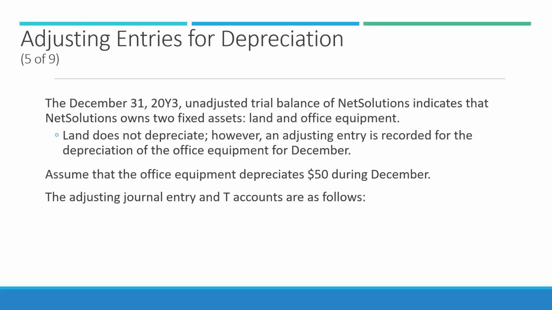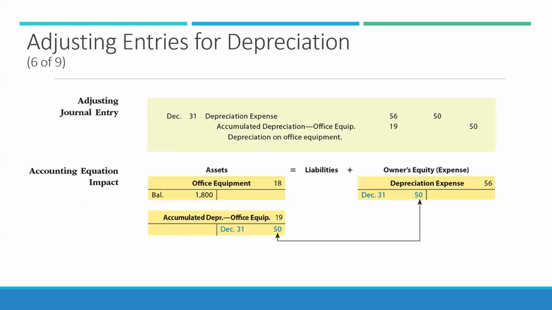The December 31st, 2023 unadjusted trial balance of Net Solutions indicates that Net Solutions owns 2 fixed assets, land and office equipment. Land doesn't depreciate. However, an adjusting entry is recorded for the depreciation of the office equipment. Let's just say in December, the office equipment depreciates by $50. If that's the case, we debit depreciation expense for $50, we credit accumulated depreciation on office equipment for $50.